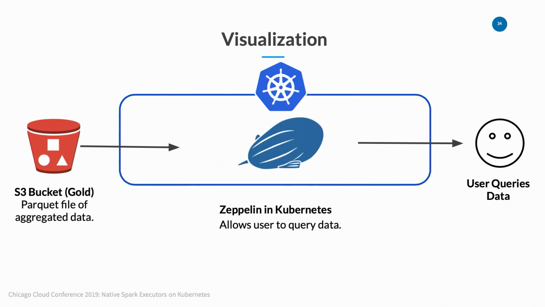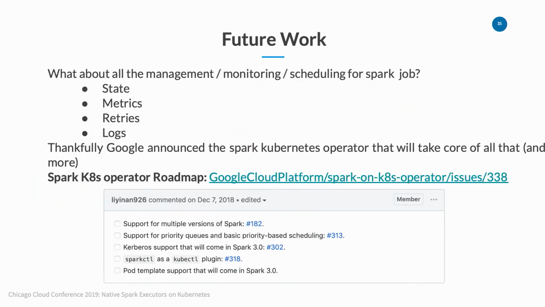Now, this is our visualization step. This will be the last part of the pipeline. And just to wrap up the future work, running this bash script is kind of nasty. It's difficult to maintain. There are a lot of properties to set, and not many people like that.